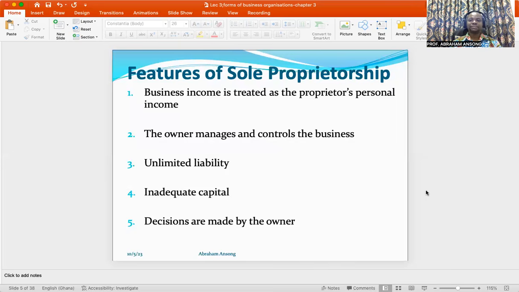The personal assets and property of the sole proprietor as well can be sold in order to settle the liabilities of that particular company. Because as we indicated much earlier, the business income is almost the same as the personal income of the proprietor. So if there is liability, then the liability of the business is the same as the liability of the proprietor or the owner of the business.